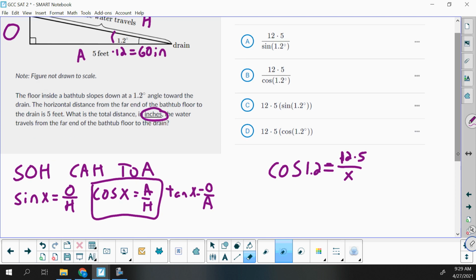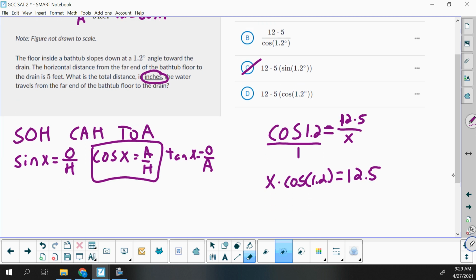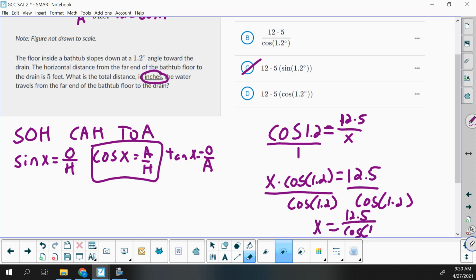So we already know it's got to be either choices B or D because it's got cos in it. And we're going to put cos of 1.2 over 1, and we'll cross multiply. X times cos of 1.2 will just stay as that. 1 times 12.5 is 12.5. And if you divide by cos of 1.2, that gives us that x is 12.5 over cos of 1.2. So that looks like it matches with choice B.